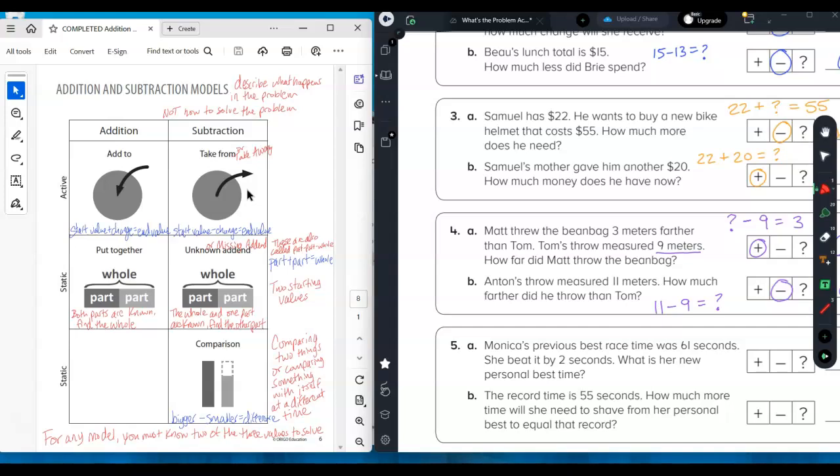But you could also view this as her initial race time. You could think of that as a starting value. She started with that time. And then what does it mean if she beats it by 2 seconds? Well, when we're talking about race times, the shorter it is, the better. So if we beat it by 2 seconds, that means we managed to decrease that time by 2 seconds. So you could think of that as she started with a value of 61 and then changed it by decreasing it by 2 seconds. So that would be a takeaway problem. So I think you could think of it either way.